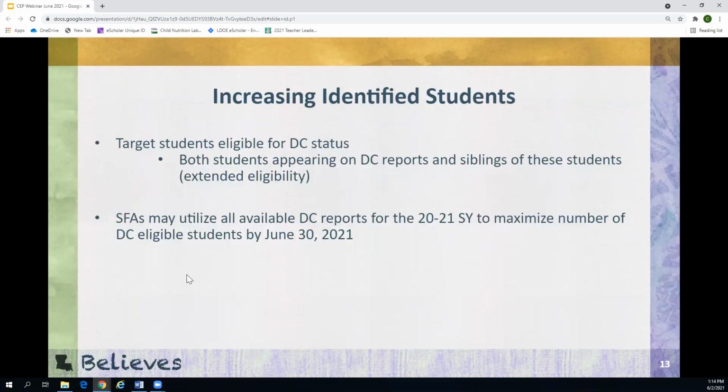You want to make sure that you are including all of the possible students that you can as identified students. So you want to make sure that you're targeting students who are DC, so those that are appearing on your DC reports, and also making sure that you're extending those benefits to those siblings that are living in the household with those students. And you want to use all of your available reports. So you want to use all of the runs that you could for this school year, and that to include in that June 30th run.